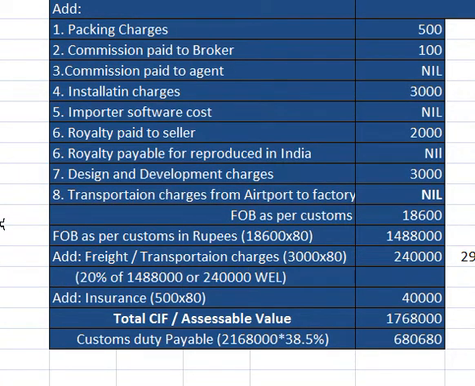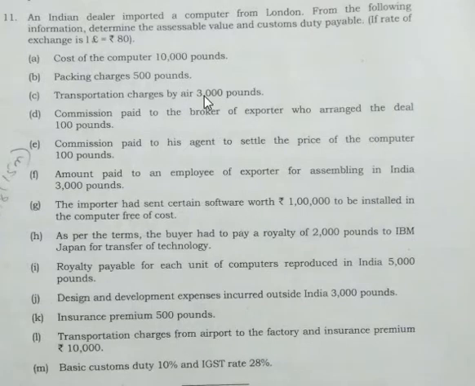14,88,000, 20%, or how much? Rupees 2 lakh 40,000 comes. I will show you in the question. See, 3,000 pounds is their freight transportation. 3,000 pounds into 80 rupees. So 3,000 into 80 rupees, 2 lakh 40,000 comes.